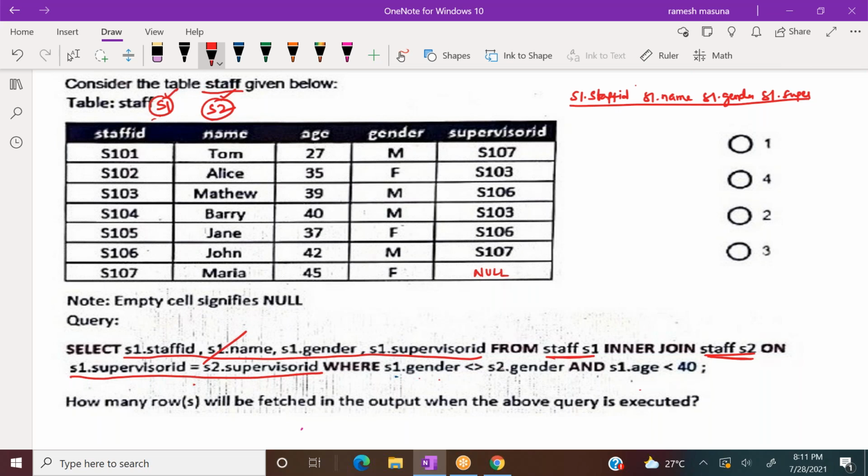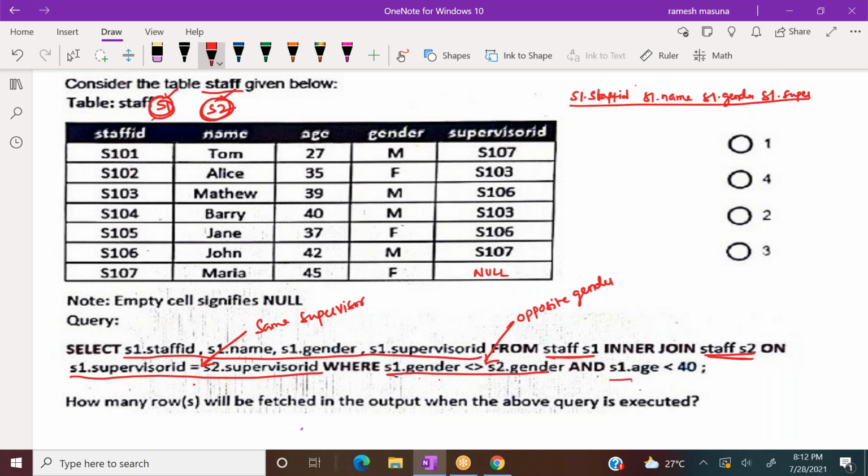What is the meaning of this? Both staffs have the same supervisor, correct? S1 is one staff, S2 is another staff. If I am combining these two tables, I am checking the condition that S1.supervisorID equals S2.supervisorID. What is the meaning? Both staffs have the same supervisor. And the second condition, S1.gender not equal to S2.gender, means that the two staffs will have opposite gender. If S1 is male, S2 should be female. If S1 is female, S2 should be male. They should have the same supervisor, but their gender should be different.